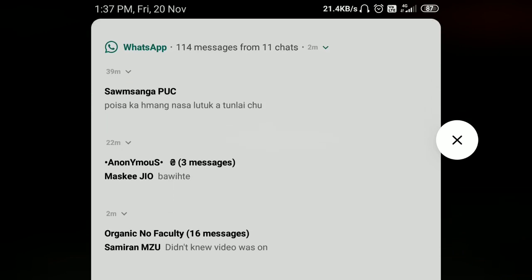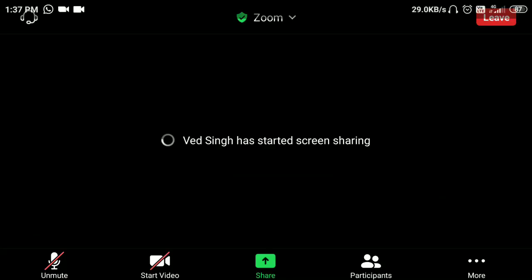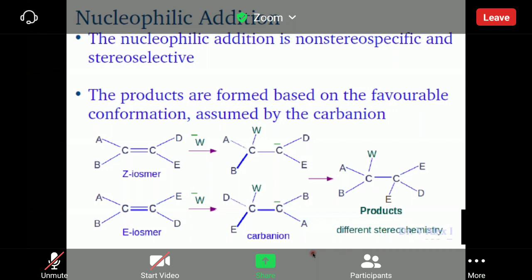This is the alkene, and this is going to react. This is the electrophile, this is the nucleophile. So it is a four center transition state.